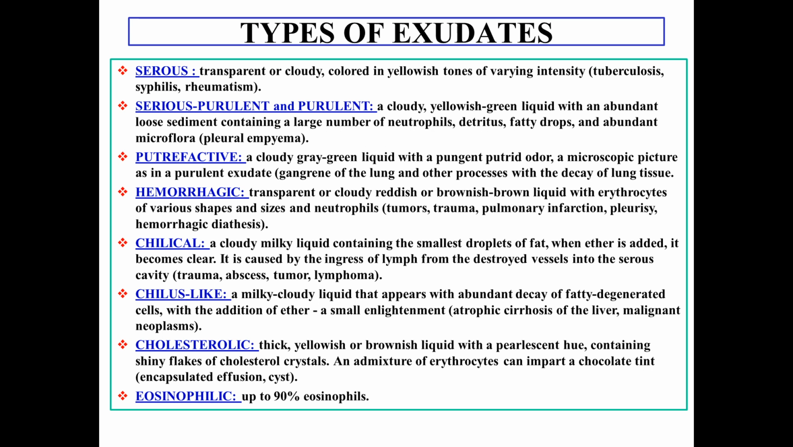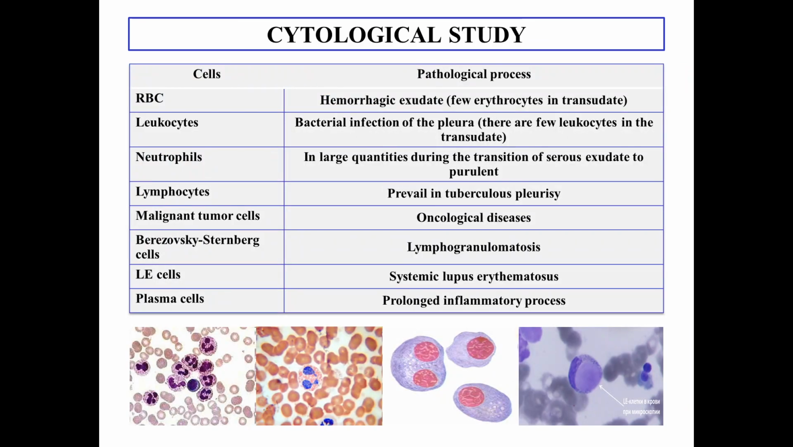Hemorrhagic may occur in tumor, trauma, pulmonary infarction, hemorrhagic diathesis, or sometimes cholesterolic may mostly represent encapsulated effusion or cyst, and etc. Cytological study, for example, if in pleural fluid there are many RBCs, mostly represent hemorrhagic exudate. This is, for example, thromboemboli or infarction of lungs.